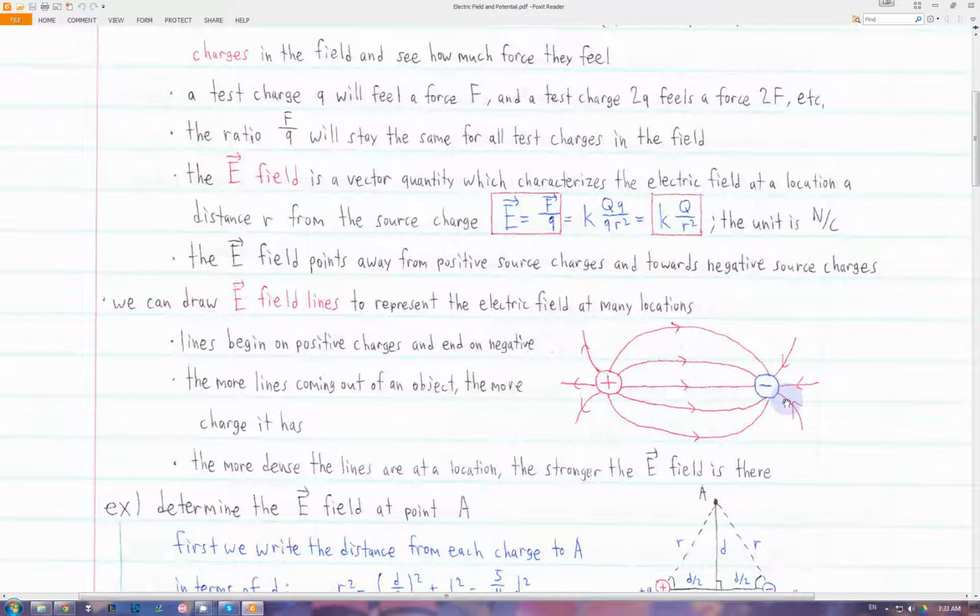So for example, this one has 8 lines going into it. If we doubled the charge of this negative charged object, then there would be more lines, 16 lines going into it instead of 8. And the denser the lines are at any location, the stronger the E field is. So for example, over here, right next to the charged object, the E field will be much stronger than it is out here.